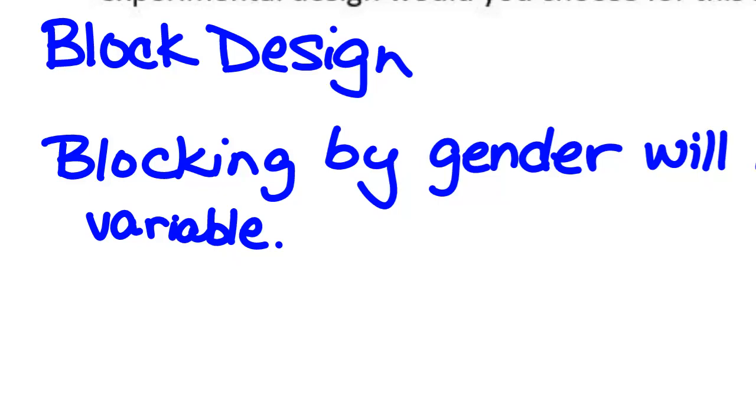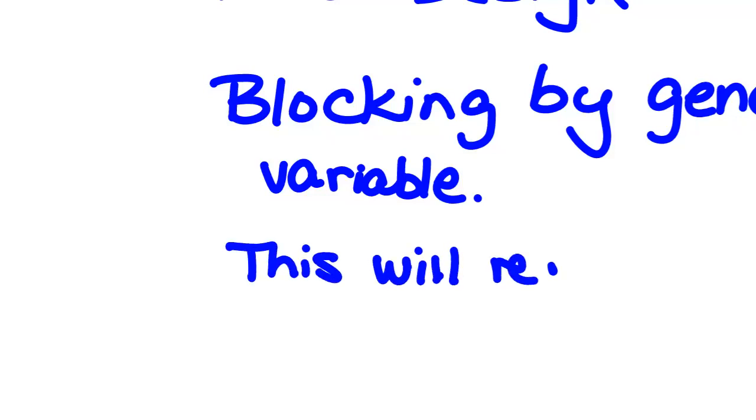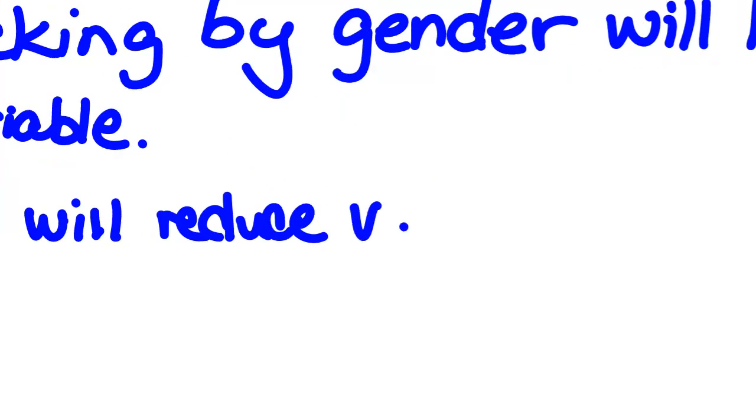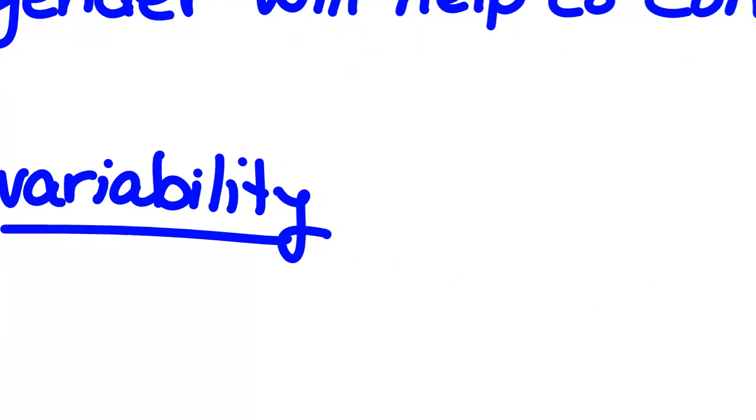Why would we care about controlling for a confounding variable? It's going to skew the data. So we would say that this will reduce variability in the response variable.